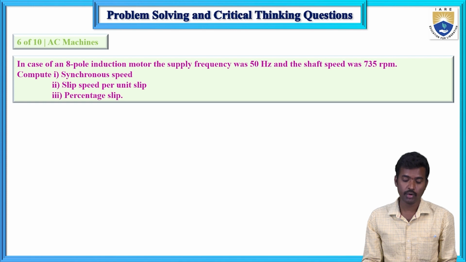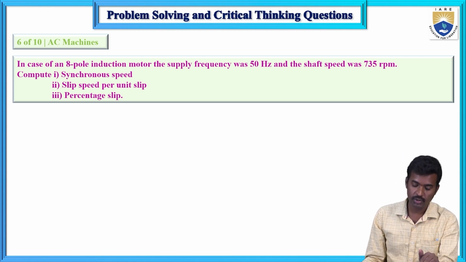Next, induction motor problems. In the case of an 8-pole induction motor, the supply frequency was 50 Hz and the shaft speed was 735 rpm. Compute the synchronous speed, slip speed, per unit slip and percentage slip.